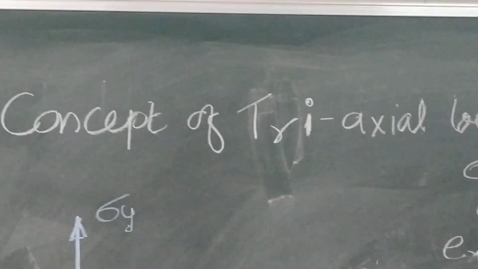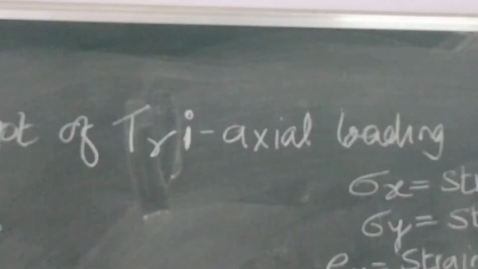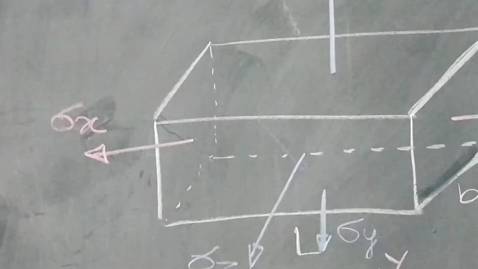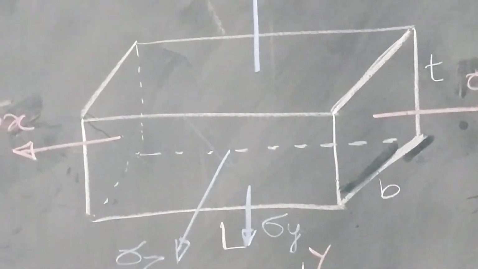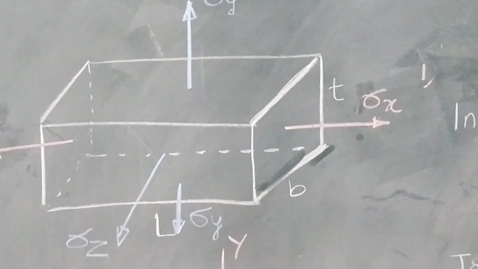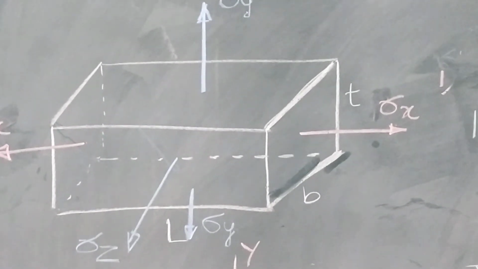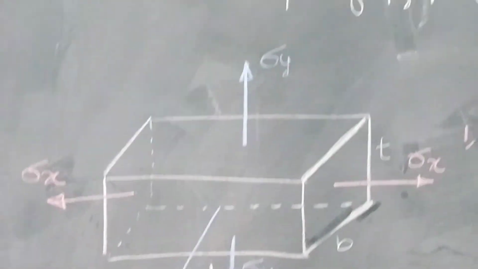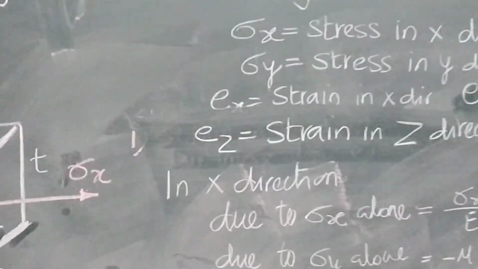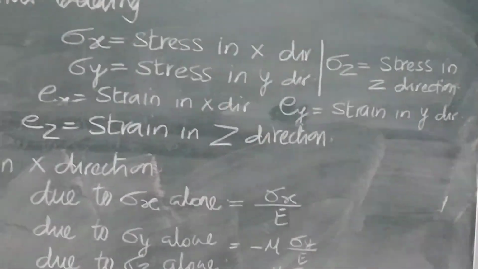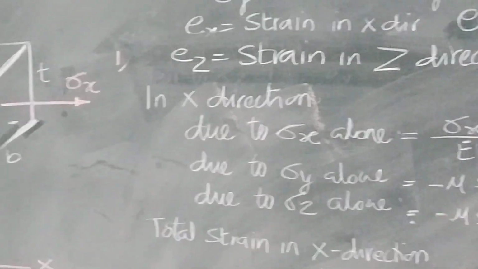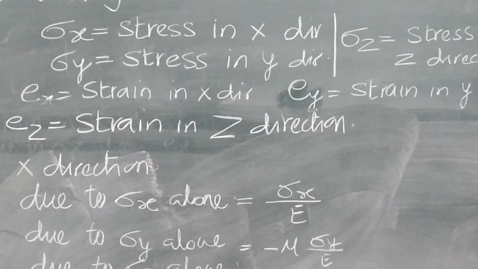Now, let us study the concept of triaxial loading. Tri means 3. So, this is now the box subjected to loading and stresses in x, y and z direction. That means triaxial loading. So, here as discussed previously, sigma x is stress in x direction, sigma y is stress in y direction and sigma z is stress in z direction.